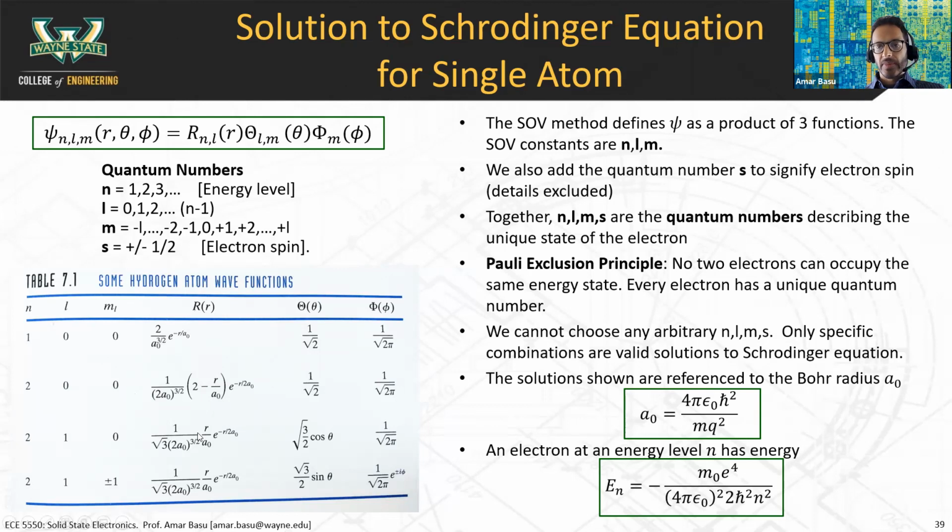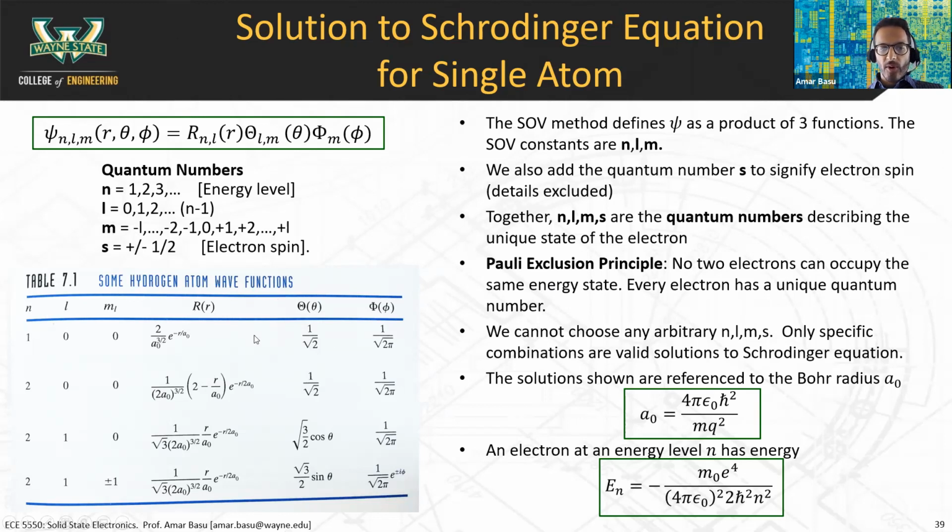So this corresponds to a concept that 2 electrons can occupy an orbital. Just so you don't get confused, there's something called the Pauli exclusion principle. The Pauli exclusion principle states that no 2 electrons can occupy the same energy state. Every electron has a unique quantum number. So an orbital has an n, l, and m defined.